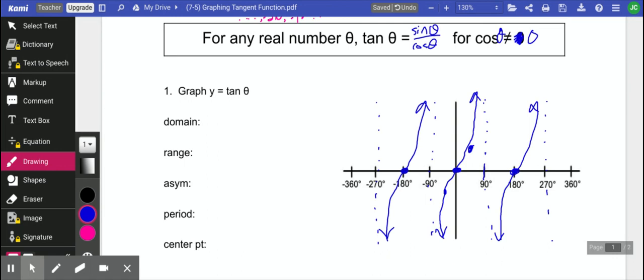Let's start looking at some of the things about it. The domain is not all real numbers. It is all real numbers except 90 degrees, 270 degrees, and so on, and the opposite direction, negative 90, and so on. Another way we can write this is 90 plus, do you see that this happens every 180? Every 180 n. So if you add 180 however many times to this.